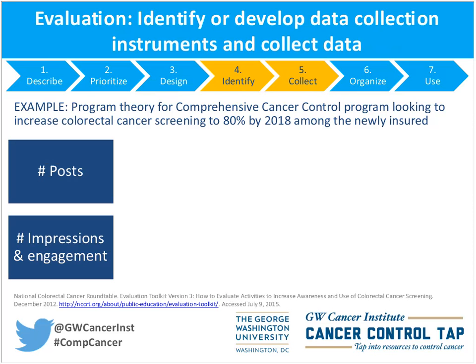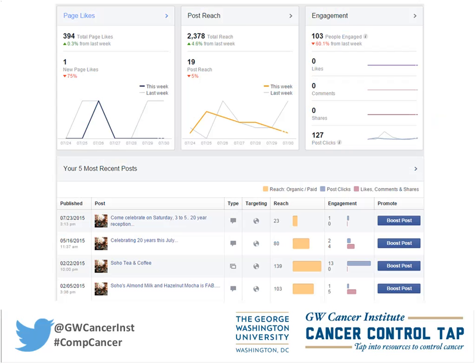So next, you will identify data collection instruments and then collect the data. So steps 4 and 5 of the NCCRT evaluation toolkit. To track the number of posts, impressions, and engagement, you go to your organization's Facebook page and simply click Insights. There, you will see basic analytics such as post reach, which measures the number of people who saw your post, and engagement, or the number of people that interacted with your post.